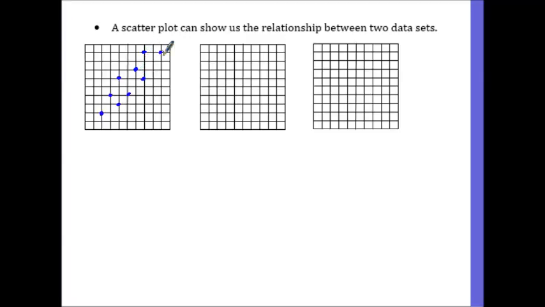If this is what we would find, then we talk about positive correlation, which means that the y values move in the same direction as the x values.